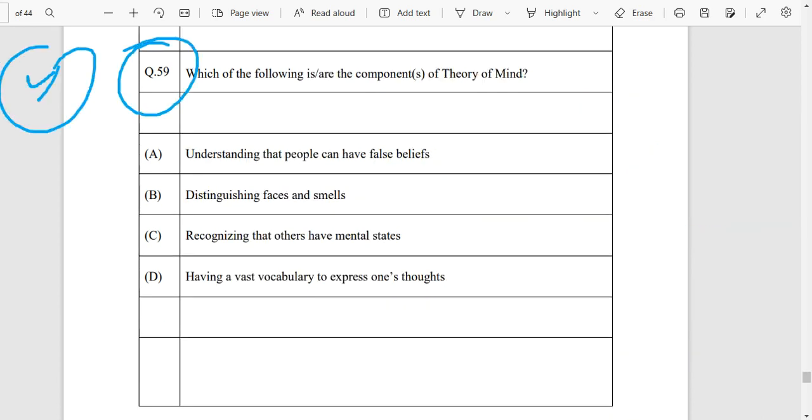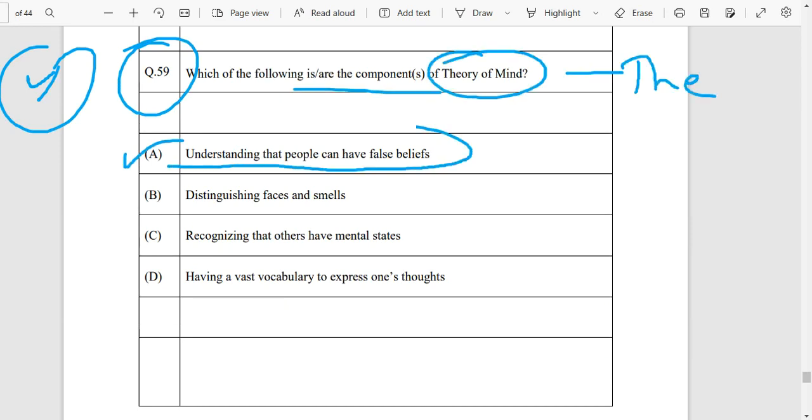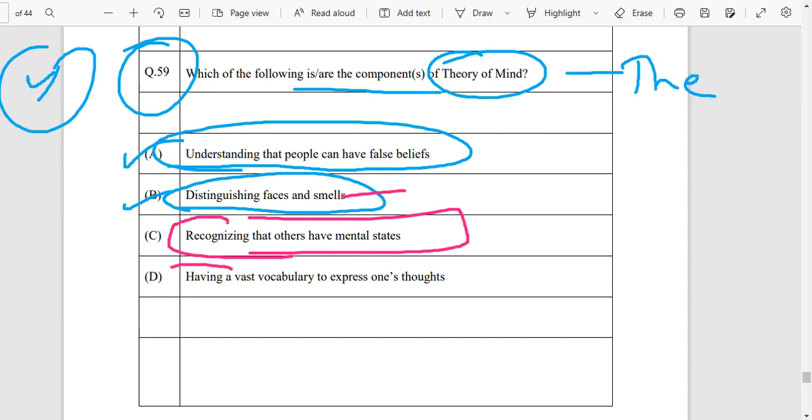Okay, another question, number 59. Which of the following is/are the components of theory of mind? Understanding that people can have false beliefs, distinguishing faces and smells, not smiles, recognizing that others have mental states, having a vast vocabulary to express one's thoughts.